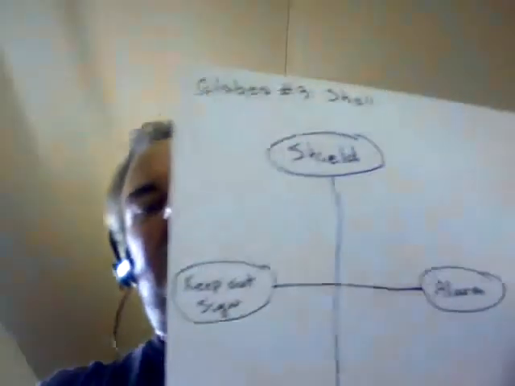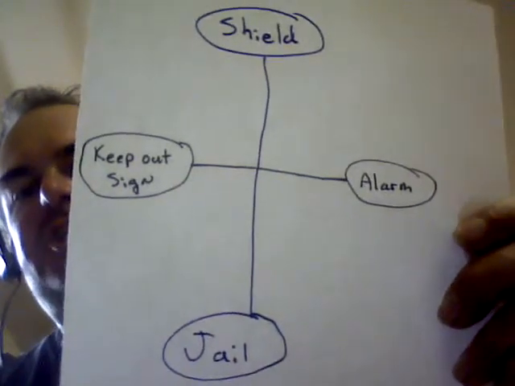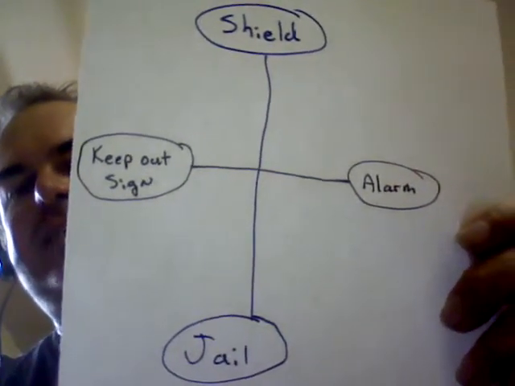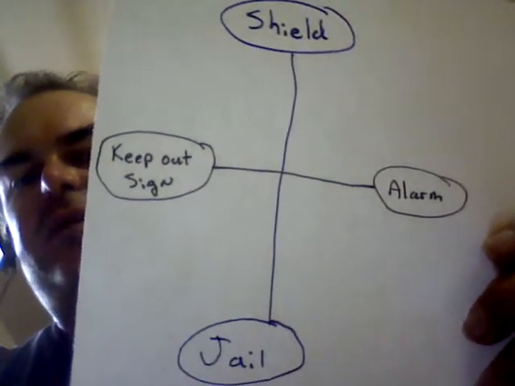Now your shield, your circle of protection, that's the shell. You can use it as a shield to keep things out, or you can use it as a jail to keep things in. You can use it as an alarm to tell you when something passes through it, or you could use it as a keep out sign, keep something from passing through it.